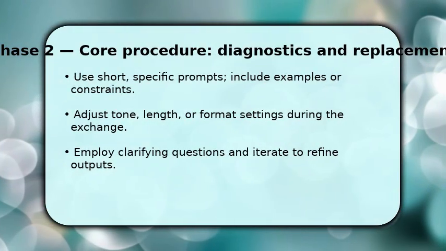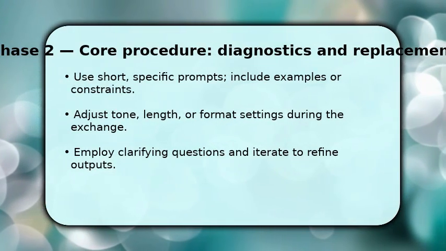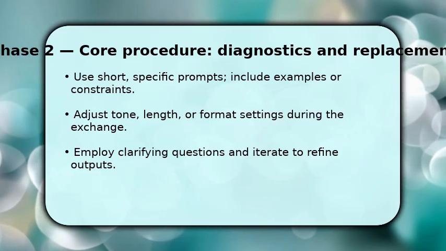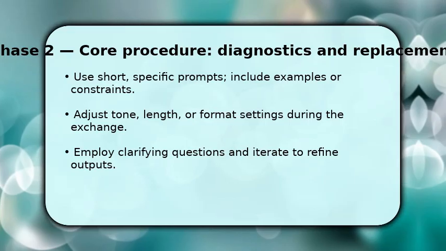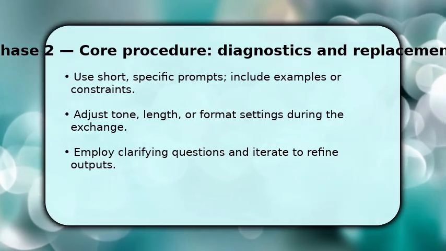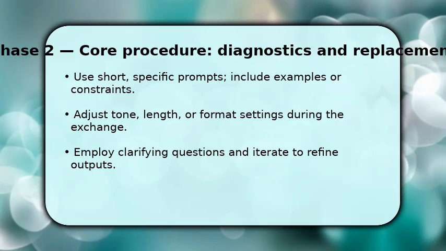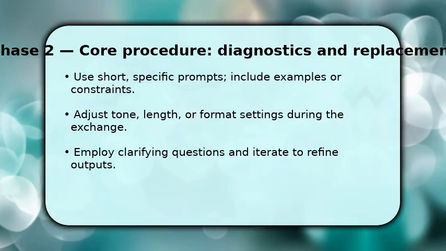Now guide the bot. Give short, specific prompts and include examples or constraints so it understands format and scope. If the output is too long or too formal, change tone or length settings. Make sure to ask for bullet lists, summaries, or code blocks as needed.